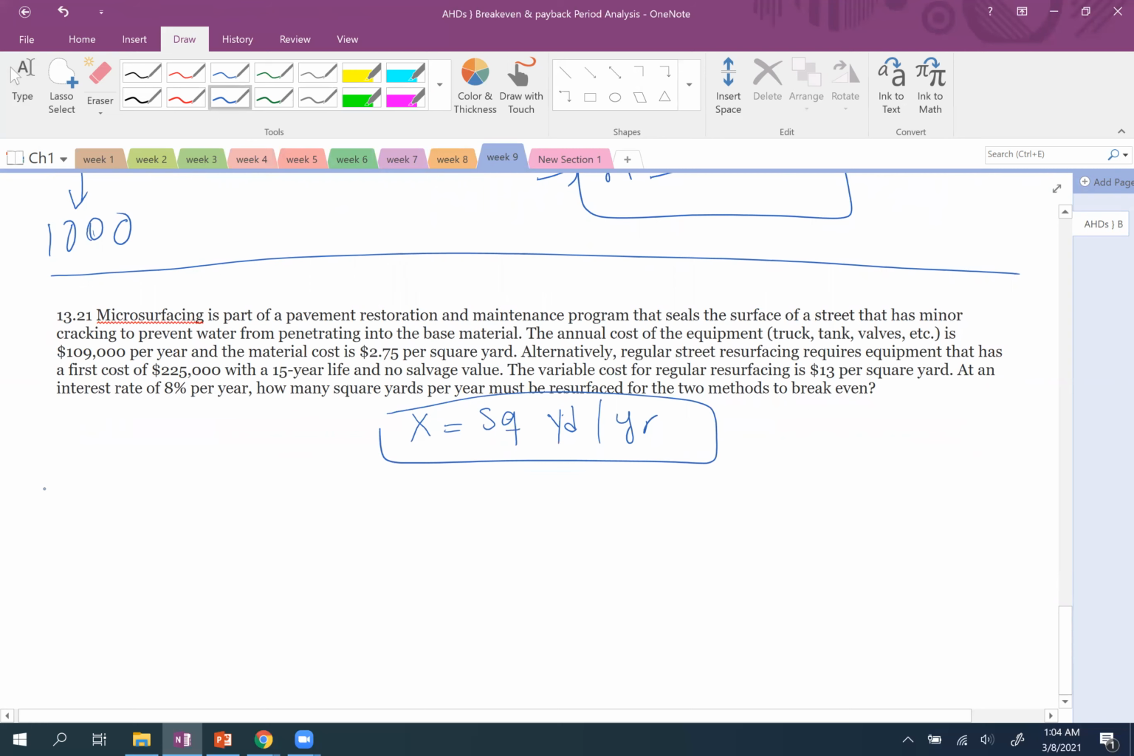So the first one has a cost of 109, again be careful about the units, $109,000 per year, plus they said the material cost is 275 per square yard. So if I have x square yards, I have to pay this much. And again, it will be dollar per square yard.